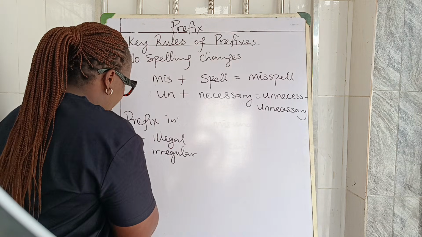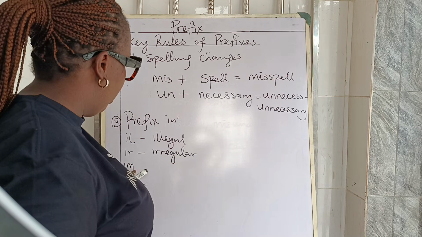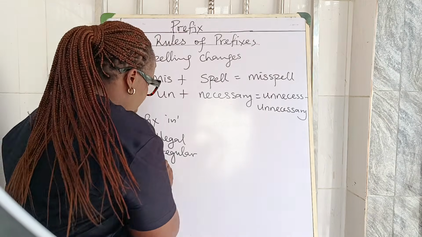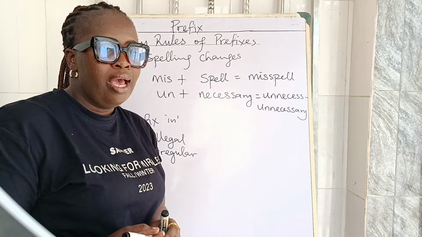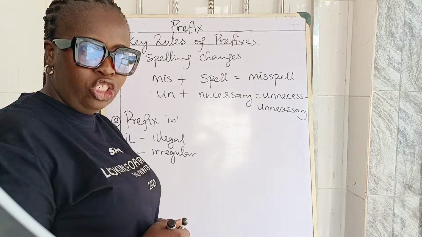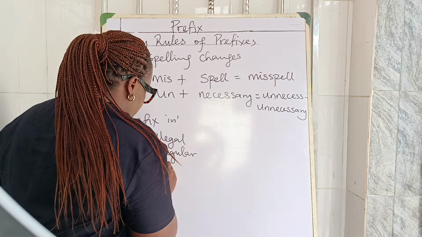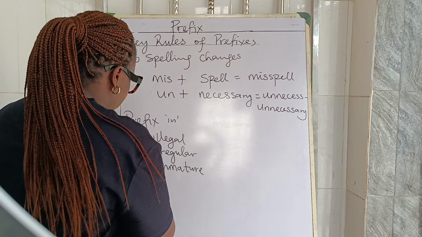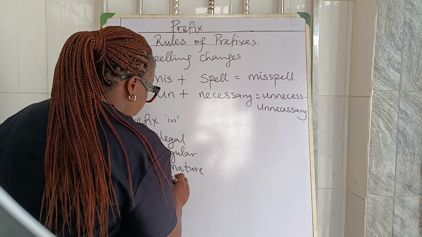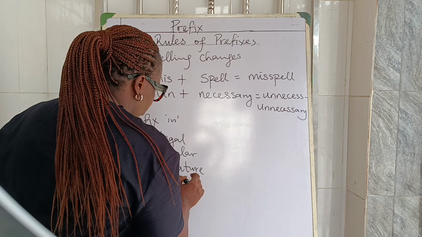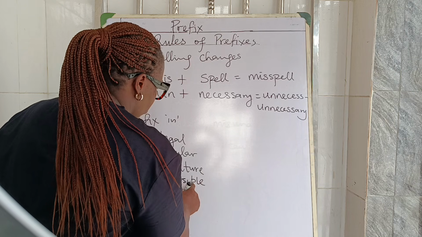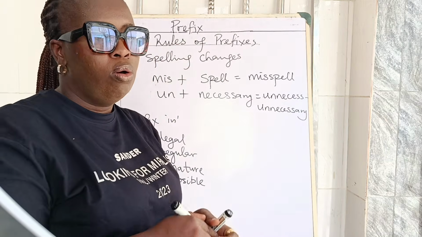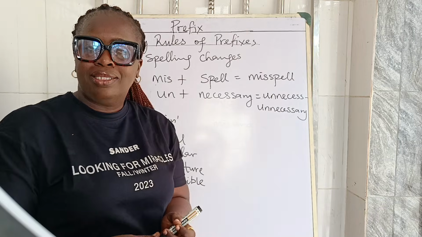If I also have im, where you have m or p, where you have m or p, im, you have mature, immature. Then you have impossible. Possible. And so on.